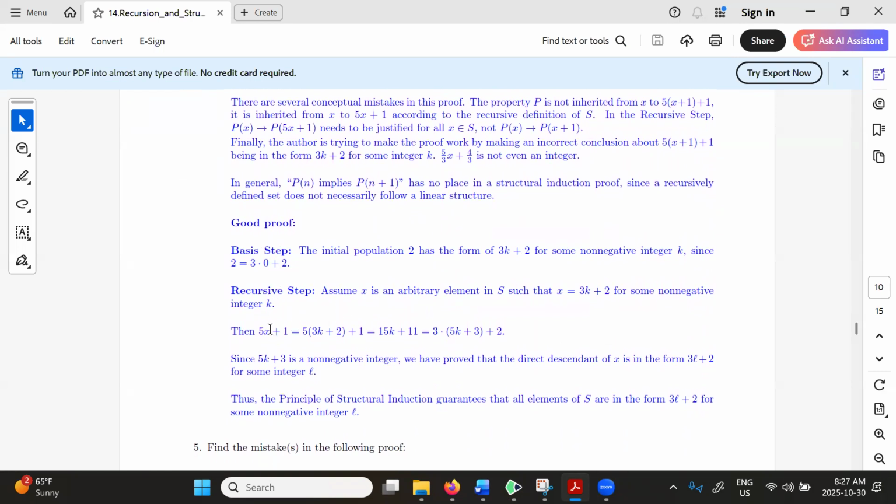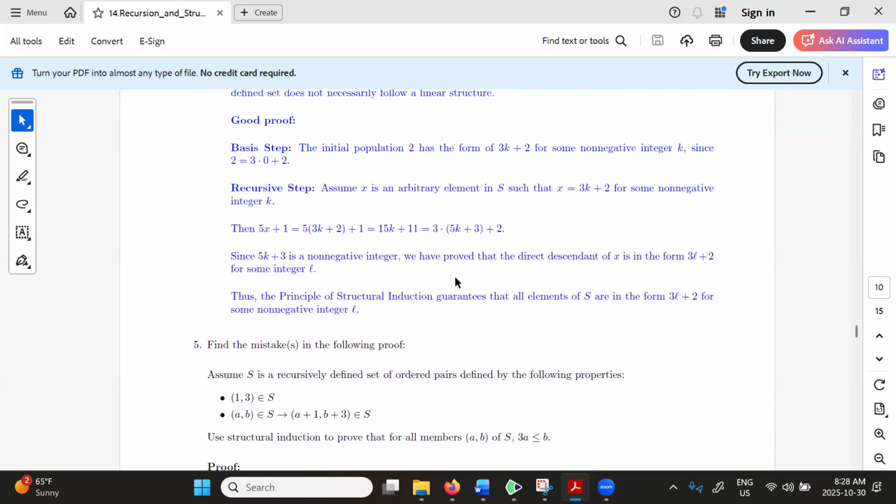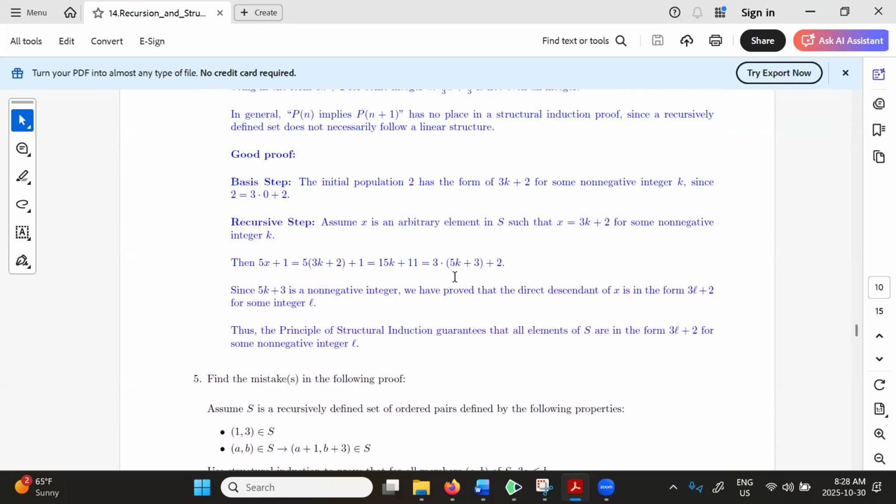Recursive step. You have cases. In this case, there was only one case, but sometimes you'll have 2 or more. Okay, so you prove for each case that the resultant element has the form. And then you closing statement. So these are more nicely formatted, right? This is exactly what I want from you.